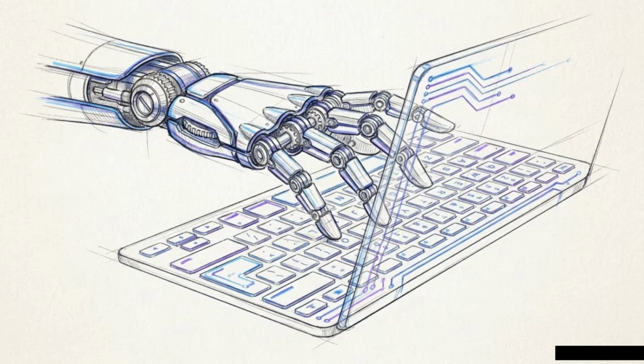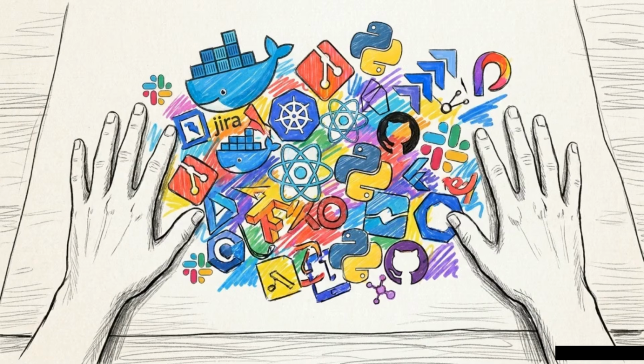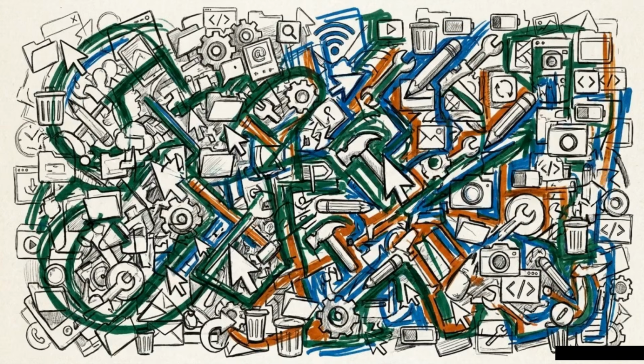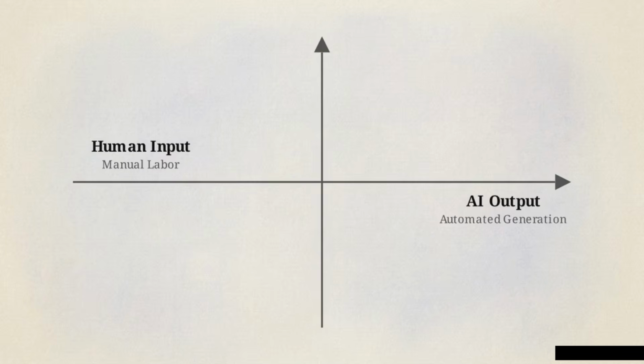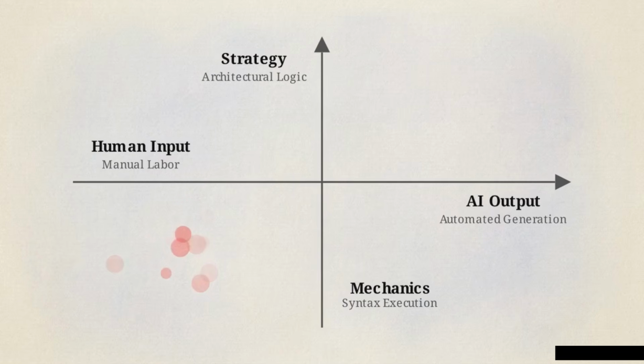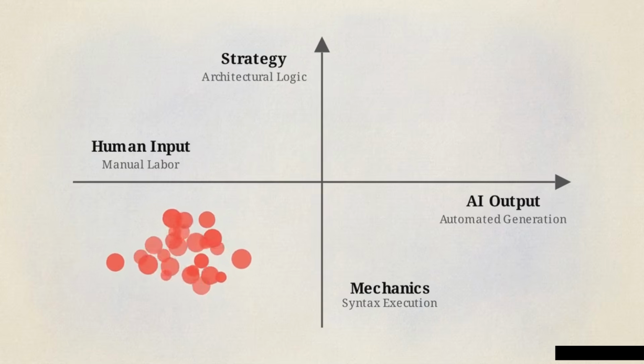We know AI can automate this manual labor, but right now, developers are facing a flood of overlapping tools, which usually leads to paralyzing choice paralysis rather than actual productivity. To cut through the noise, let's look at this quadrant chart. The horizontal axis maps our workflow from manual effort to automated generation. The vertical axis maps our focus from low-level syntax execution to high-level architectural logic.